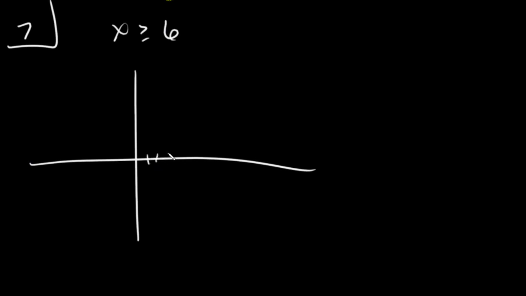Number 7. It is x is greater than or equal to 6. X equals 6 would look like this. That's 6. The reason I did a solid line is because it's an equal to. Equal to means solid line. Then you're shading everything greater than 6. So that's all the x values bigger than 6, so that's 7, 8, 9, 10, whatever. So all of these values here.